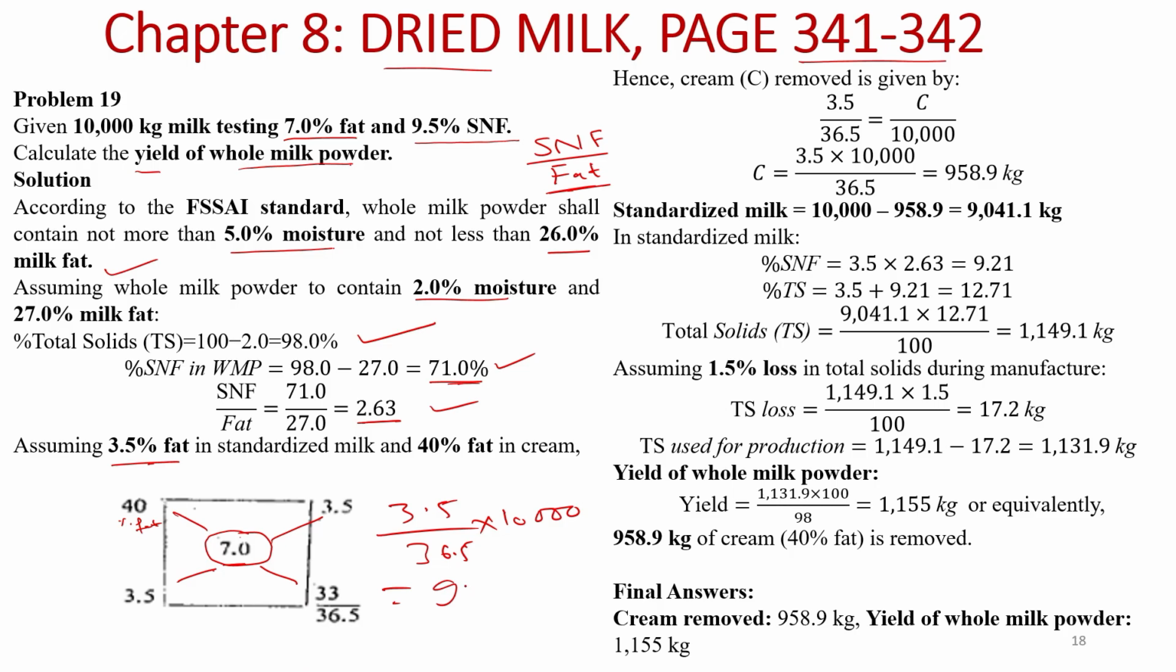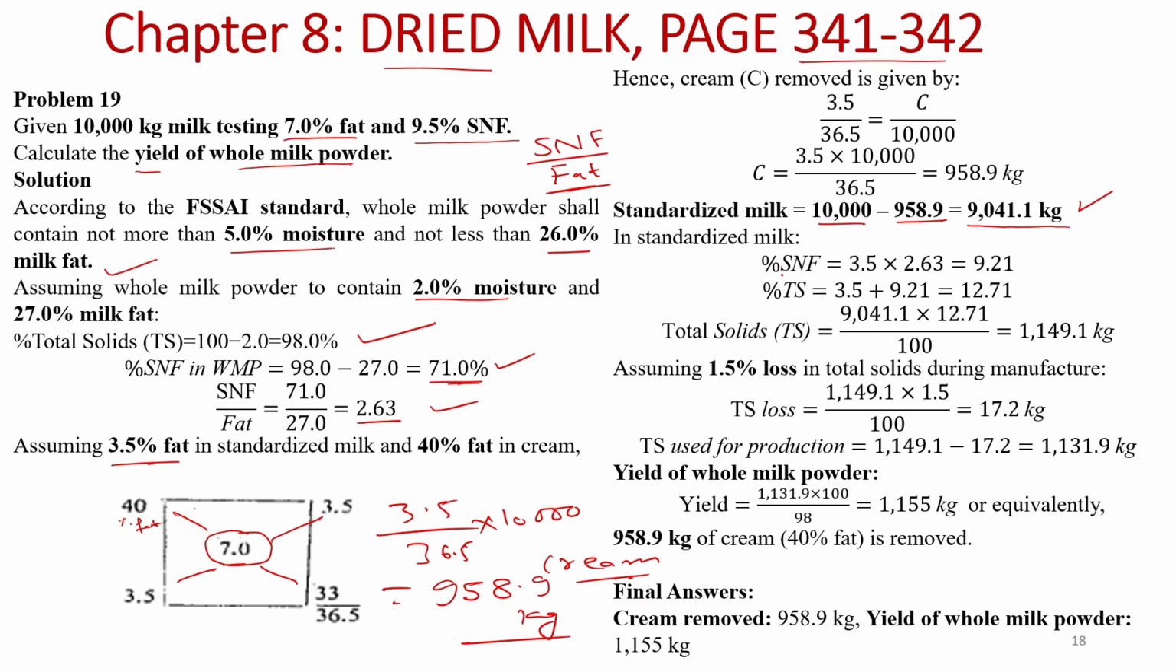This is coming as 958.9 kg of cream to be removed. And if we subtract 958.9 from 10,000, we will have 9,041.1 kg of standardized milk from 10,000 kg of milk, because 958.9 kg of cream has been removed.